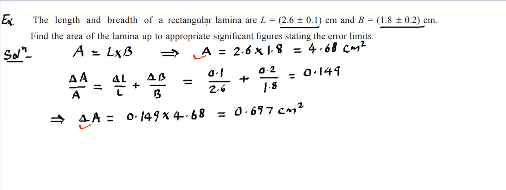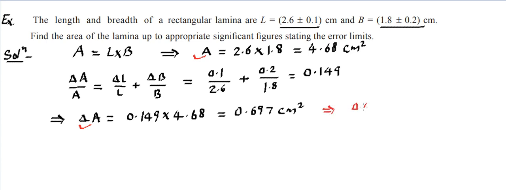Now this lamina's dimensions are being measured as length and width, and they are measured up to 1 decimal point, or we can say up to this error in L. Error in L has one significant figure, error in B has one significant figure. Hence error in A should also have one significant figure. So that means we need to rewrite this in the appropriate number of significant figures.